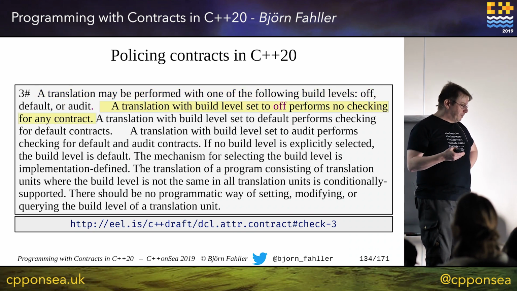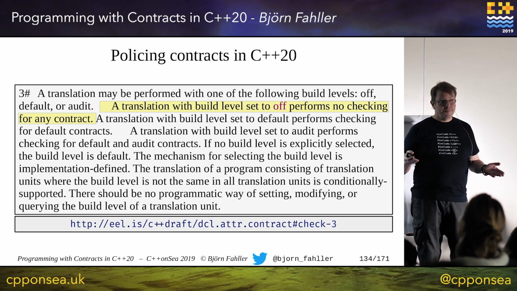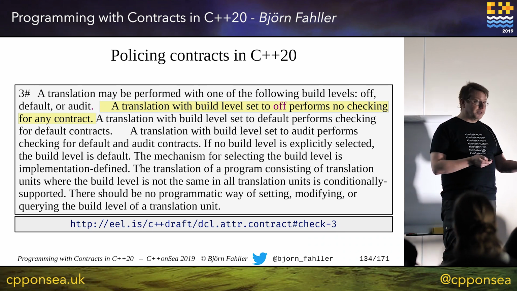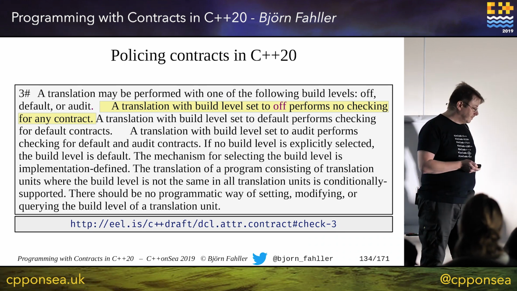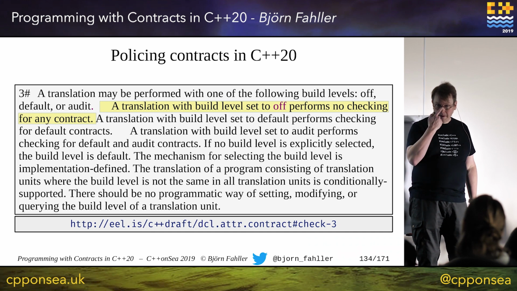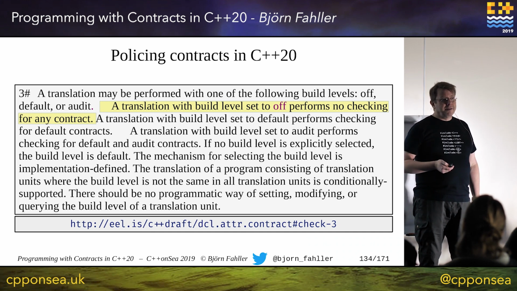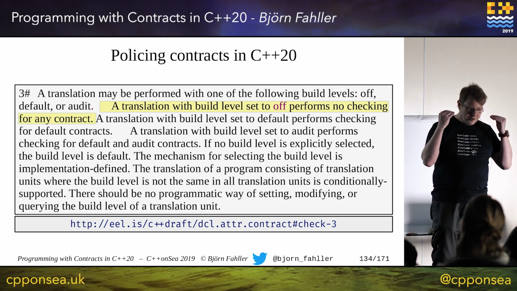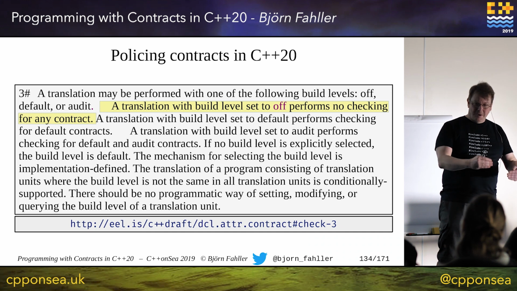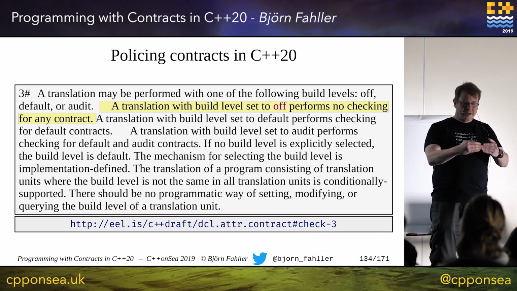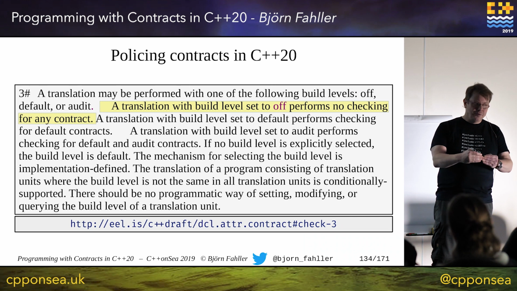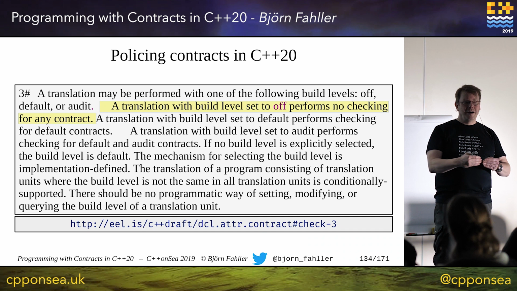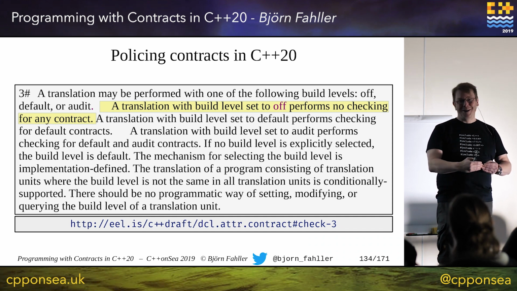A translation with build level set to off performs no checks, which makes kind of sense. So maybe you want this for your release builds. Does that mean they have no impact on optimization? No, it does certainly not. The contracts are still observed as being contracts, but no code is generated to do runtime checks on them. But the code optimizer is definitely allowed to make use of it, and I would expect compilers to do that.